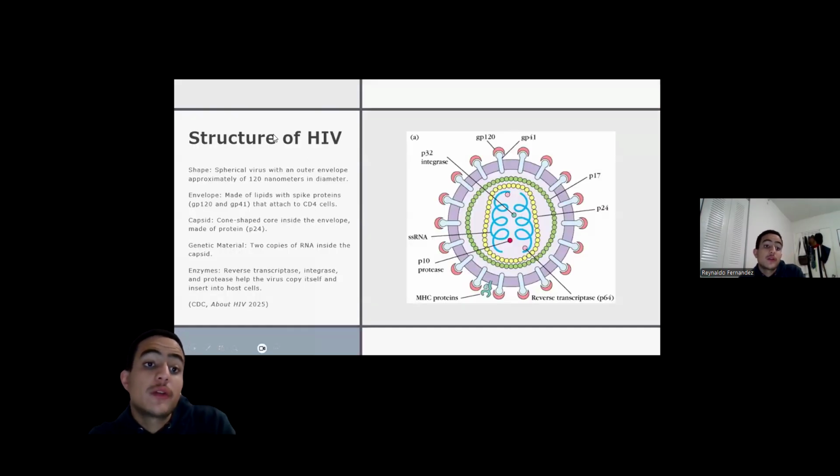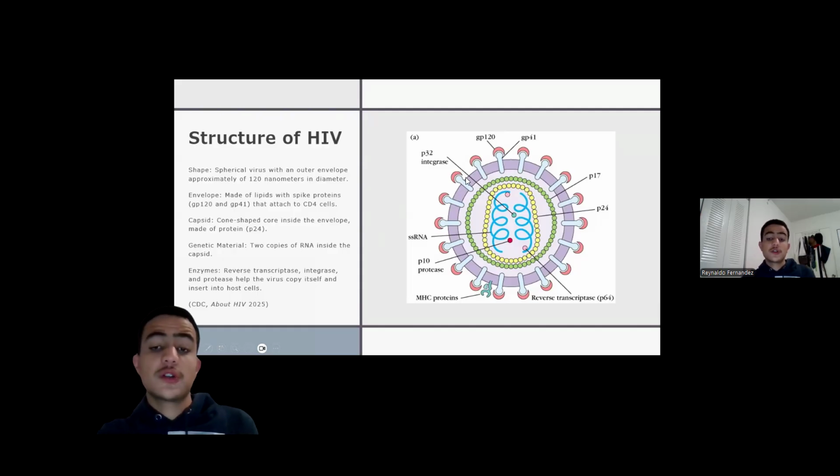Now we're going to talk a little bit more about the structure of HIV. The shape of HIV is basically a spherical virus with an outer envelope approximately 120 nanometers in diameter. As you can see in this picture, it has a very round shape. The envelope outside is made of lipids with spike proteins. As you can see here, these are the lipids and the proteins. These are the ones that attach to the CD4 cells.